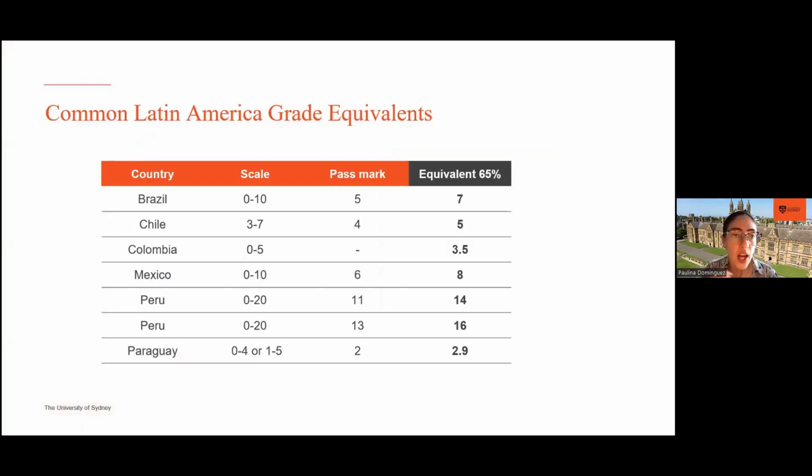Okay, what's the 65% equivalent to in the Latin American grading system? For all of you from Brazil, for example, it is on a scale of 0 to 10, where the minimum mark to pass is 5, and you will need a 7, okay? That's the same structure for Chile, Colombia, Mexico, Peru, Paraguay. If you are from a country in Latin America and the equivalent is not here, I'm happy to give it to you afterwards. You can contact me and I will be more than happy to provide that information for you.